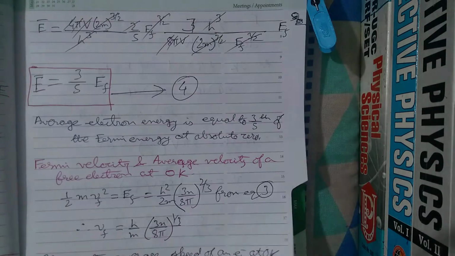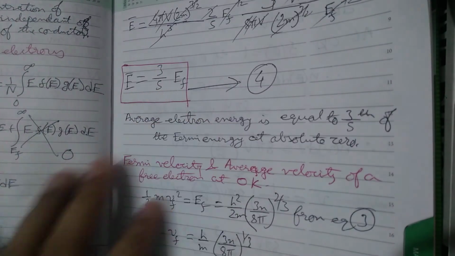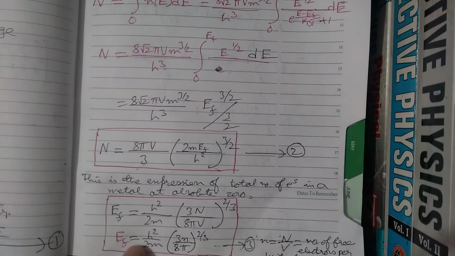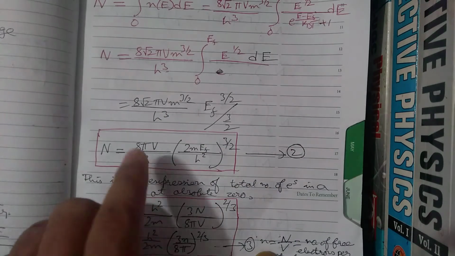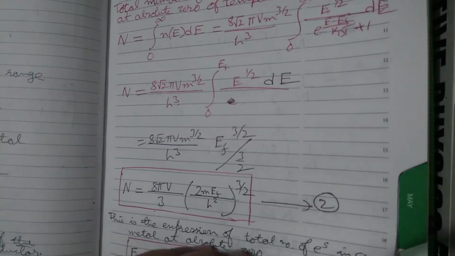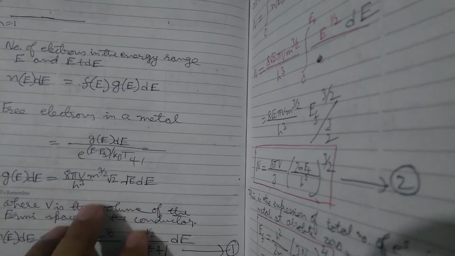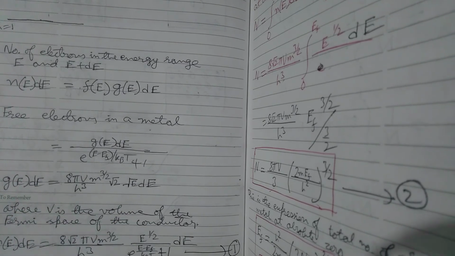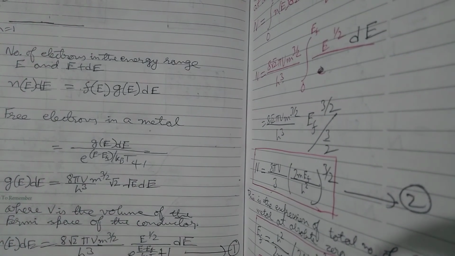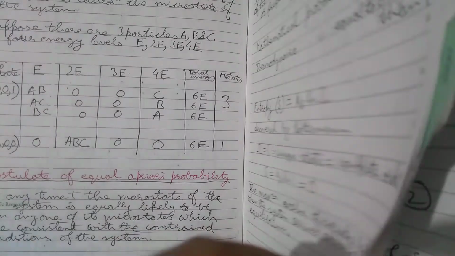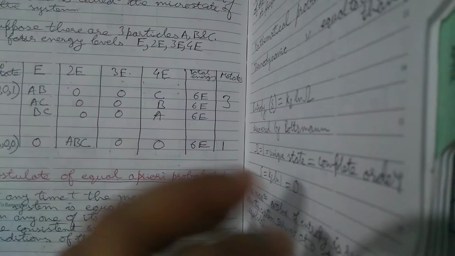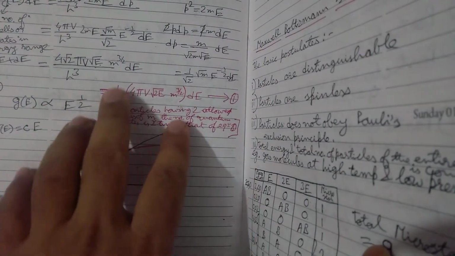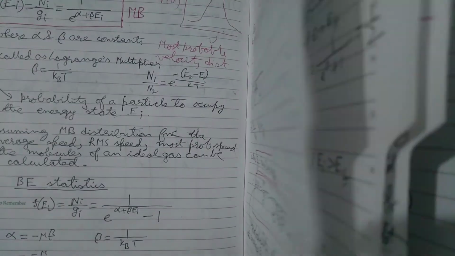But for the others, E is equal to 3/5 EF, this derivation is very important. The Fermi energy formula and derivation are important. The derivation of N is important. Everything is important. How g(E) is 8πV/h cubed times root E, that is the density of states, is very, very important. I have already done this here. Plus I will tell you to do it for 2 dimensions and 1 dimension, so you have to do that.